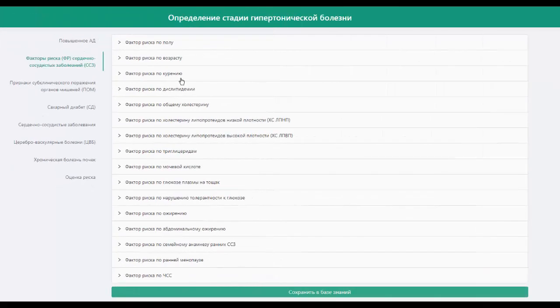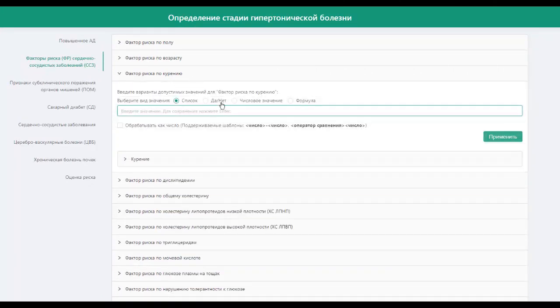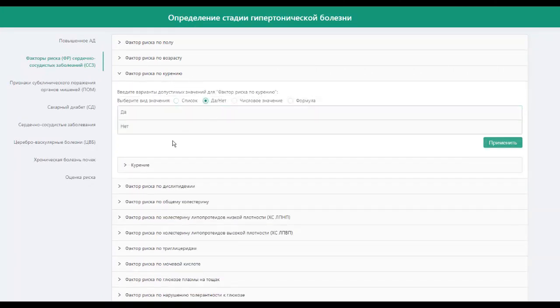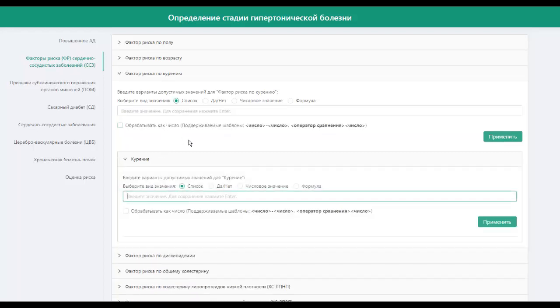Smoking risk factor. To describe this risk factor, the expert uses yes-no answer type, and the answer to the question about presence or absence of this risk factor will be yes or no.